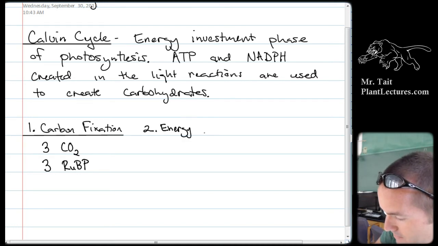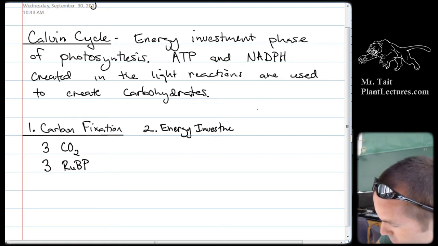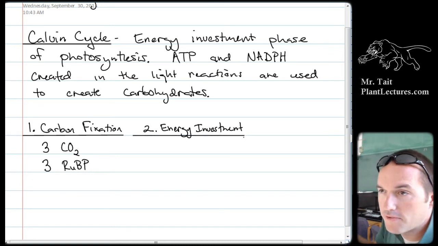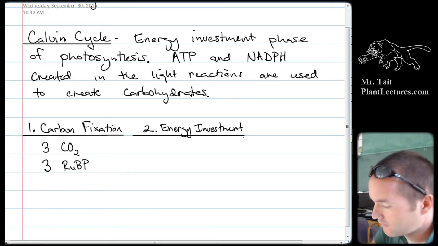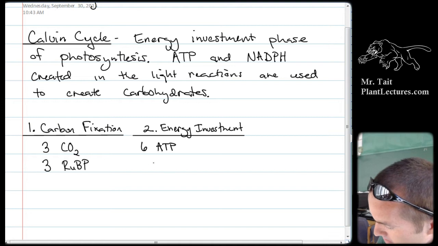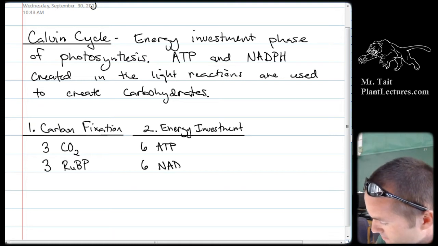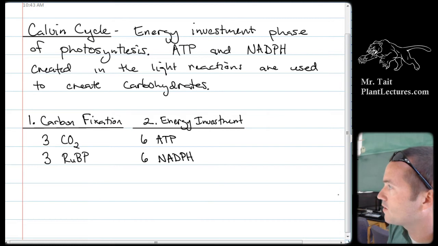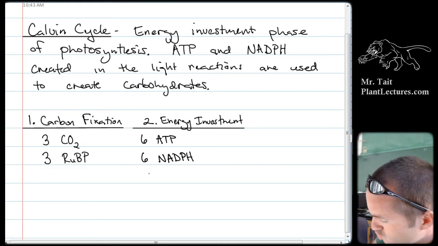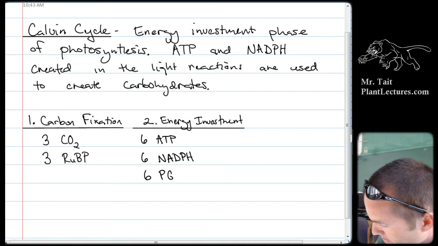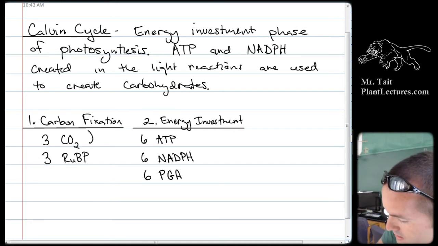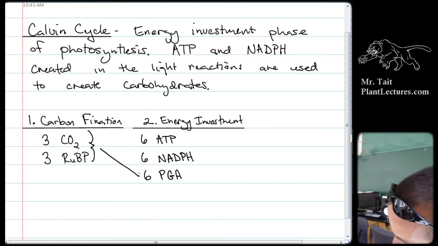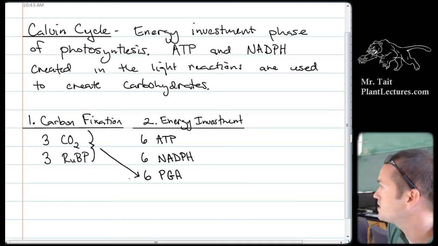Okay? So, in the second step then, which is your energy investment step, you're going to add in some of those ATPs and some of those NADPHs. So we're going to add in 6 ATP and 6 NADPH. Okay? And then also those molecules that were created in the carbon fixation cycle, which were called PGA. We're going to need 6 of them. Okay, so these 2 things combined here create those 6 PGAs.